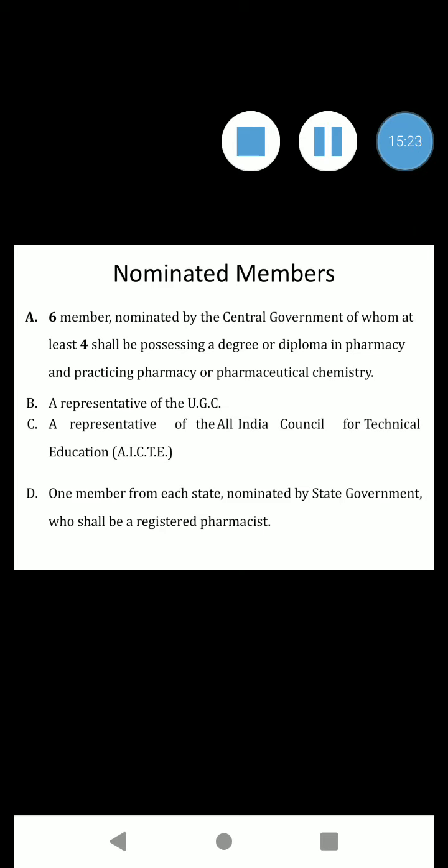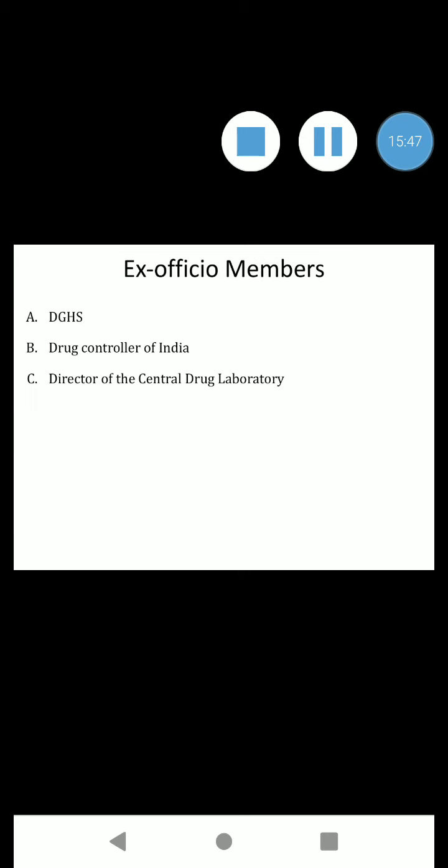That means one representative of each state is nominated by the state government, and he is a pharmacist. Then one member from the UGC or the All India Council for Technical Education, that is AICTE. Then we discuss the ex-officio members: first the DGHS, the Director General of Health Services in India, then the Director of the Central Drug Laboratory, then the Director of Drug Control Department in India.